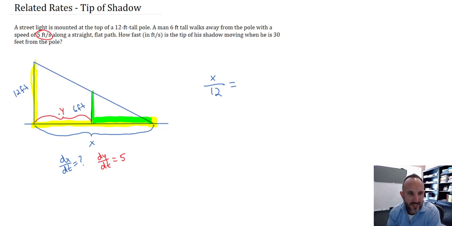Well, if the big distance is x on the bottom and this piece is y over here, then the short side here has to be x minus y. The total distance minus y would be x minus y. So the other ratio would be x minus y, the horizontal side of the small triangle, to the vertical side of the small triangle, 6. And that's our relationship. That's our equation relating the x and y values in this picture.